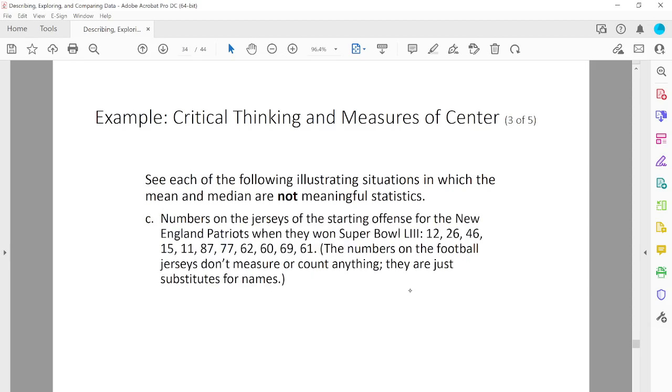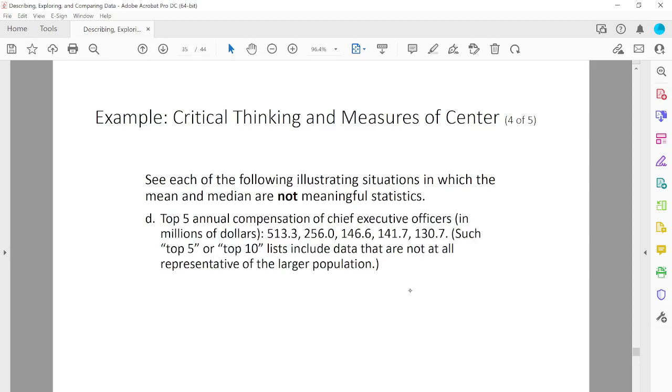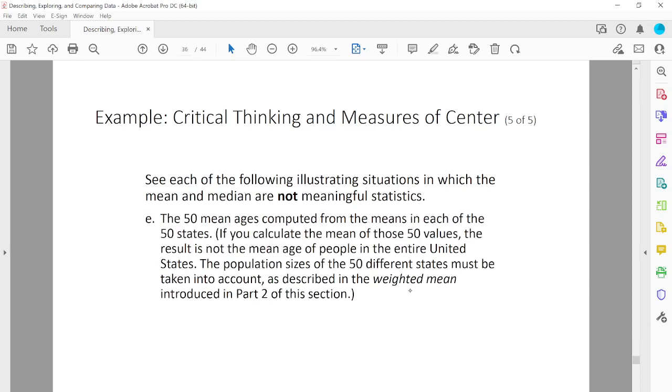More examples: these are jersey numbers, and it doesn't make sense to find the measure of center. And these are the compensations for the top 5 annual compensations. It's for the top earners, so it's not actually a measure of center. And here is another example.